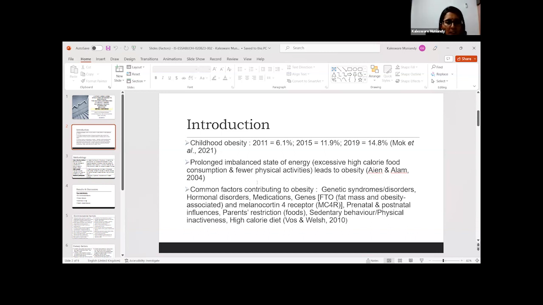Parents' restriction can also affect children's eating habits. Sedentary behavior and physical inactiveness, like simply watching television and not moving their body much, can also cause obesity, as can a high calorie diet. Foods that are sweet or contain a high amount of fats can also cause obesity.